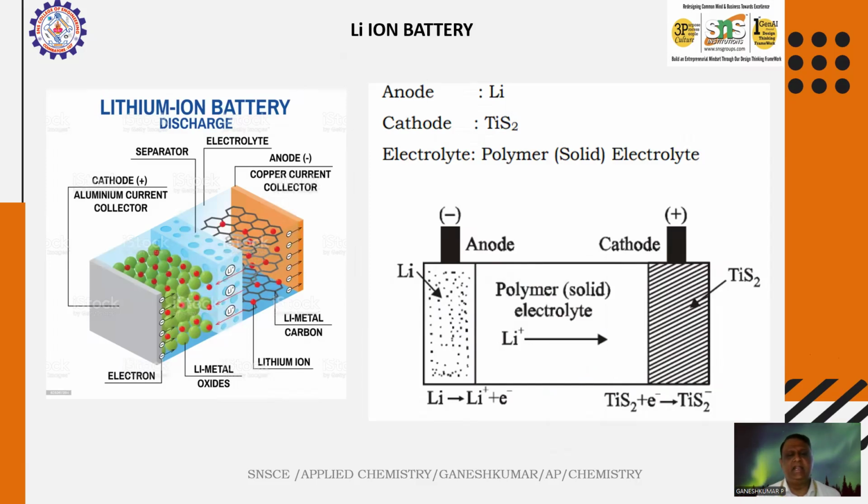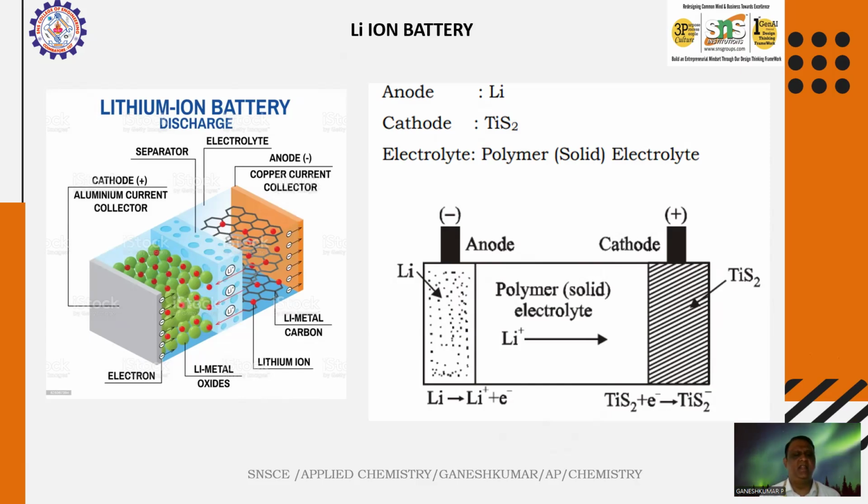This is a simple diagram of a lithium-ion battery in which lithium is connected as the anode, which undergoes oxidation and releases electrons. The cathode is titanium sulfide, TiS2, and a solid polymer has been given as the electrolyte. Here, instead of electrons moving from one place to another, the lithium ion itself moves from one region to another, which is another special feature of this battery.